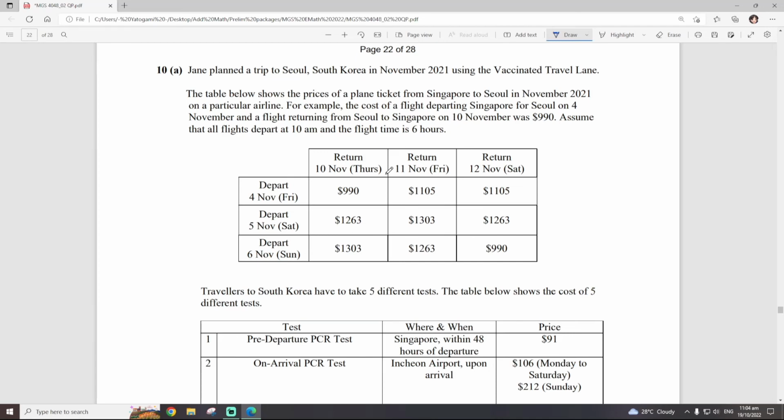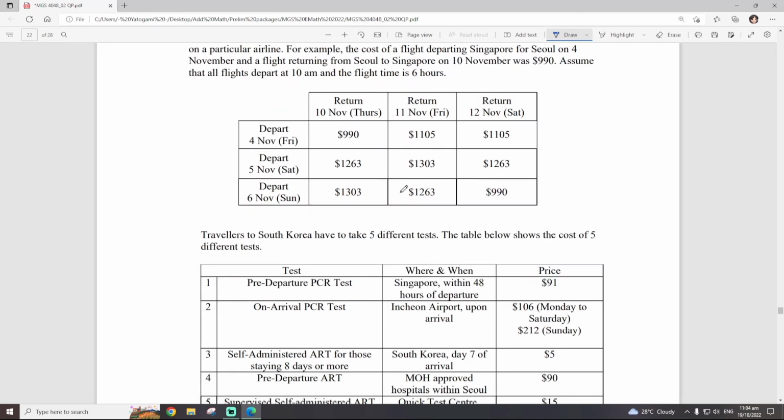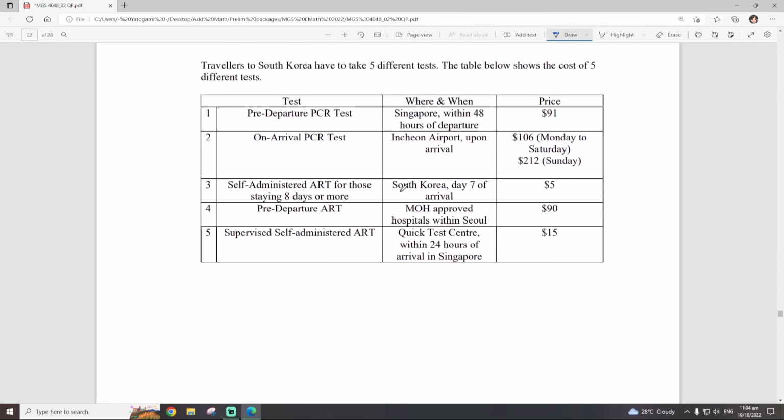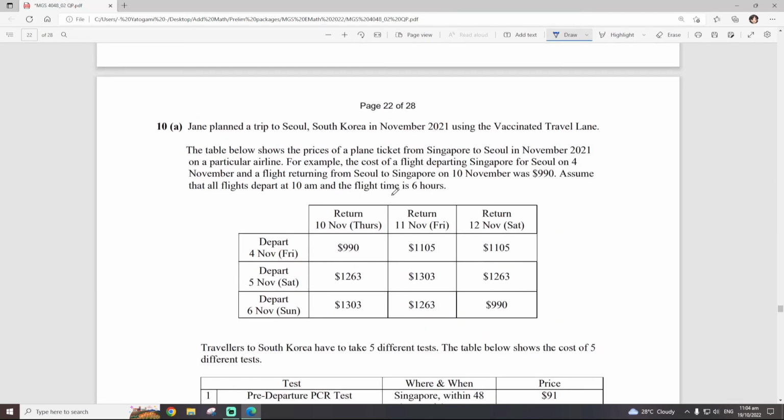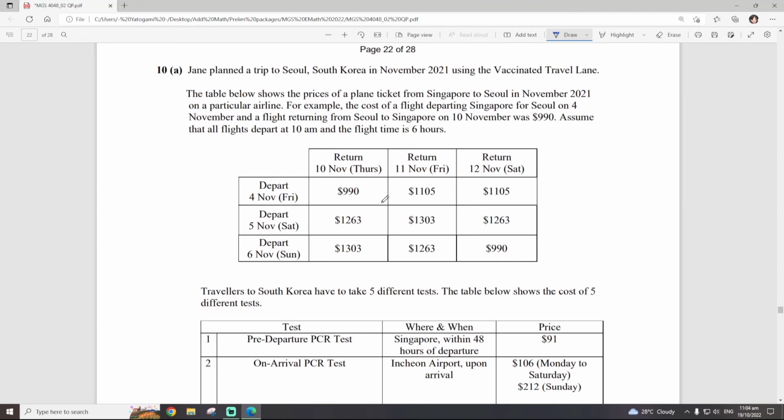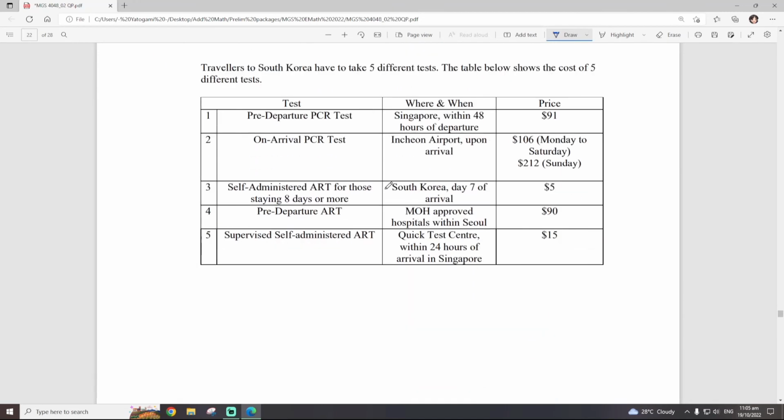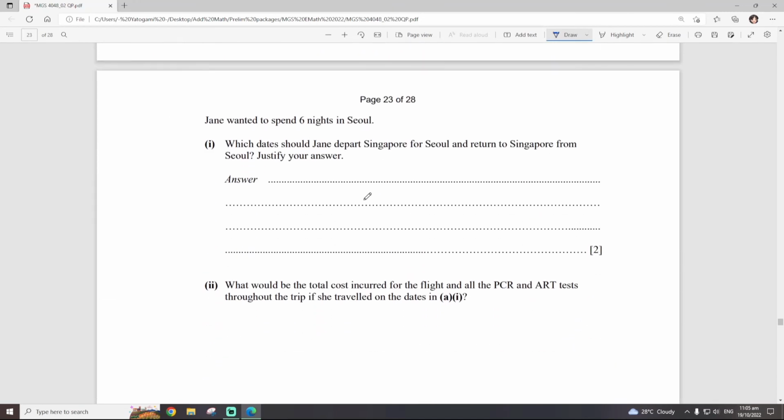Okay, so I think they're just trying to say that basically it will be on the same day. If Jane leaves Singapore one day, she will arrive in Seoul the next day, and if she leaves Seoul one day, she will arrive in Singapore the same day. I think that's what they're trying to say. Spend 6 nights in Seoul. Which dates should Jane depart Singapore?